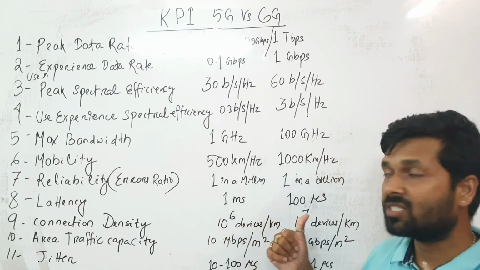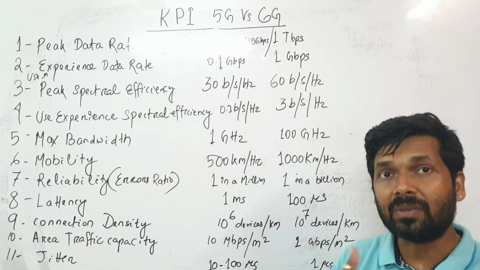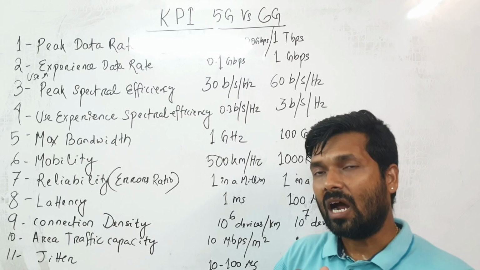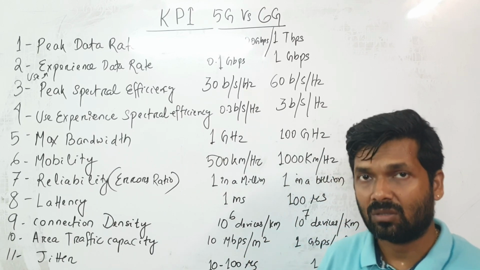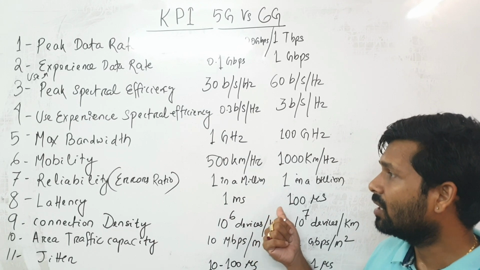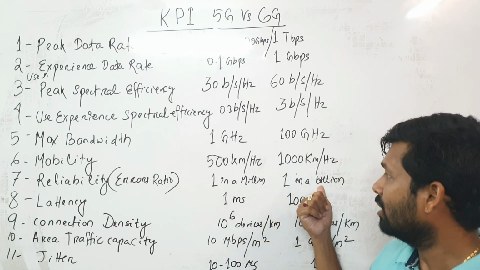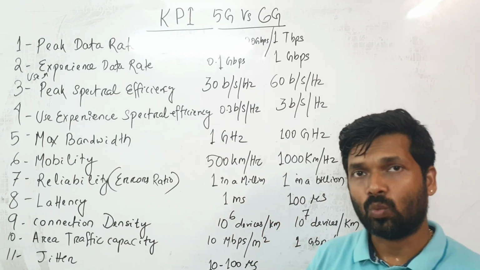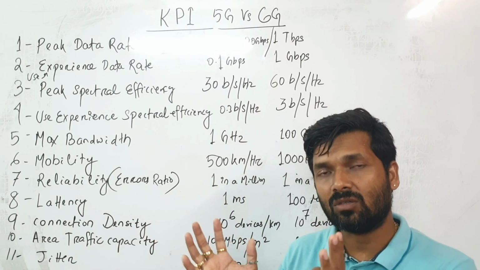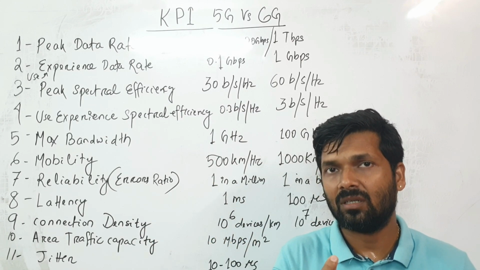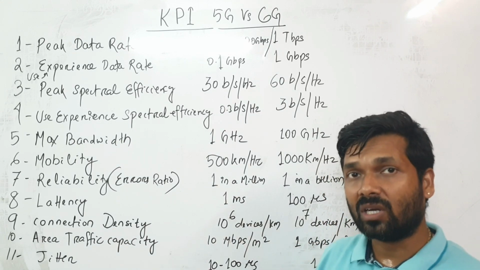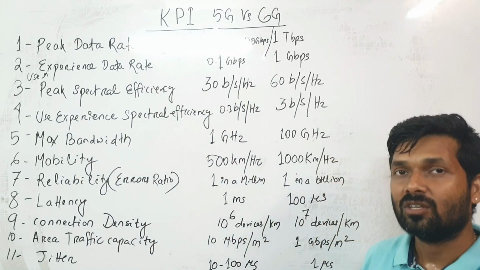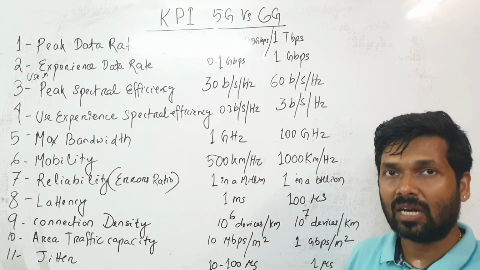Now in 6G, it is even better. You will hardly experience any errors from the system or from bits. That is why we are targeting 1 in a billion: out of a billion packets, you will experience one packet which could be an error packet. That is the kind of KPI we are targeting in 5G and 6G, which is very good.